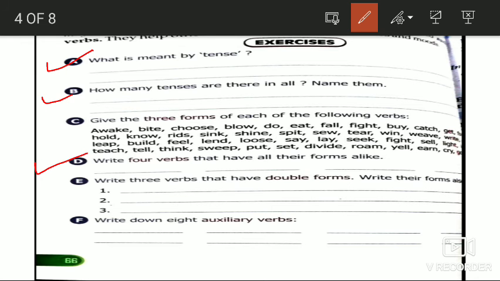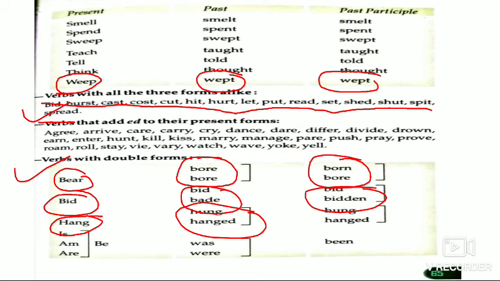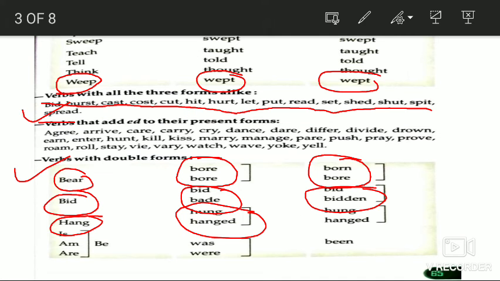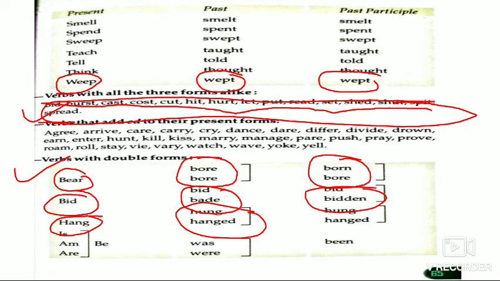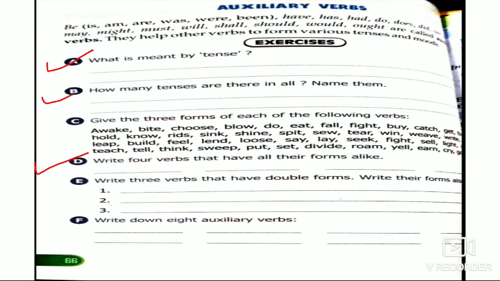Number D, write 4 verbs that have all their forms alike. You can write any one from here. Any verbs from these 2 lines, you can write any one. All right, you can write any one.